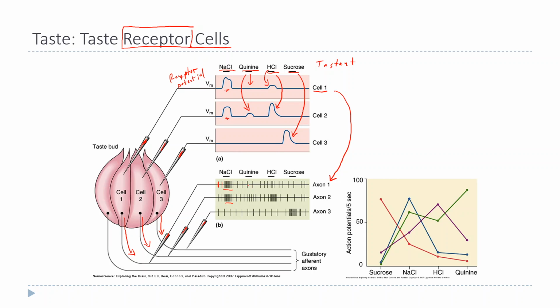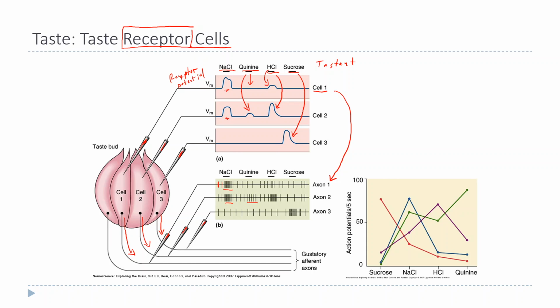So the number of action potentials per second is much slower when you apply quinine than when you apply sodium chloride. Meanwhile, cell 2 does fire a burst of action potentials, but it's not nearly as intense as when you applied sodium chloride. So the way that the axon encodes how strongly the taste receptor cell is activated is by changing its firing rate.